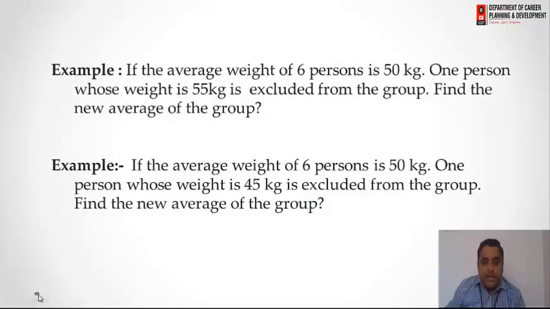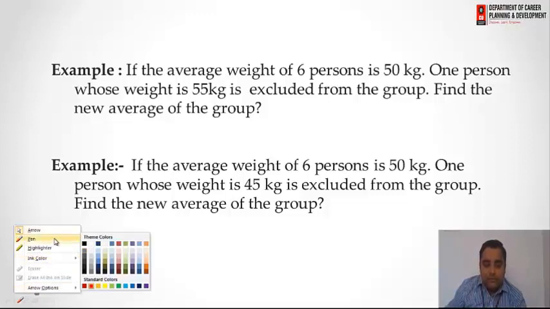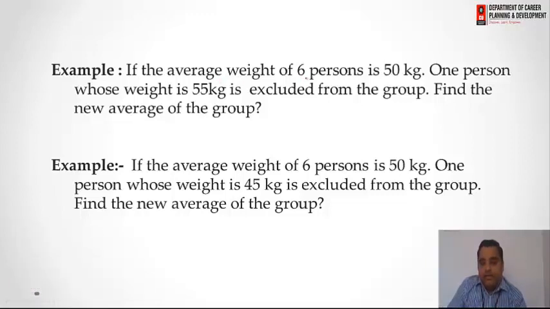Now, the next question. If the average weight of 6 persons in the group is 50 and one person whose weight is 55 kilograms is excluded from the group, find the new average. See, the previous average of the group is 50 and the person who left the group weighs 55 kilograms. It means when he left, he took 50 kilograms as his portion in the average, plus 5 kilograms extra from all the rest of the people. It means the new average is also diminished by the excess weight that person is carrying with him.